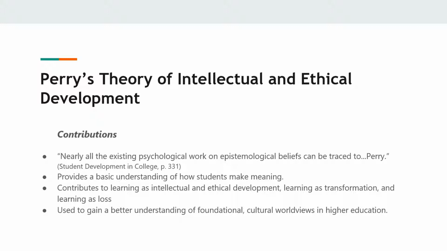These are all still used to help us understand how meaning is made both inside and outside of the classroom. Once expanded, researchers have found Perry's theory useful for understanding foundational cultural worldviews in higher education. Many researchers believe the theory can be used worldwide to determine if non-Western institutions follow the same path as Western institutions.